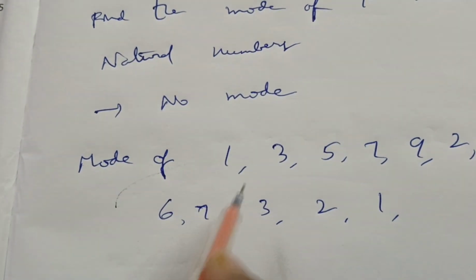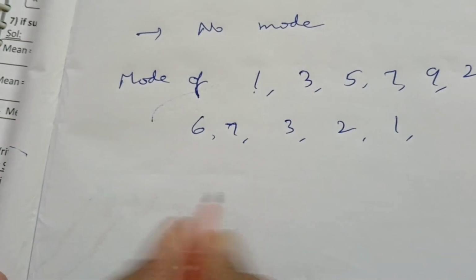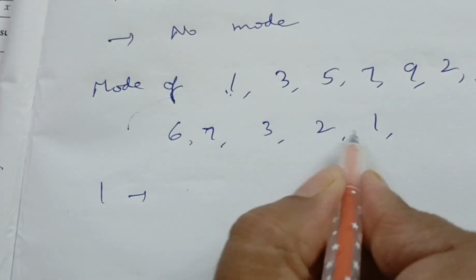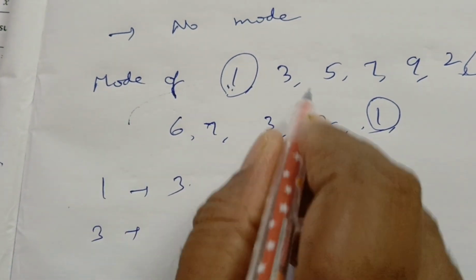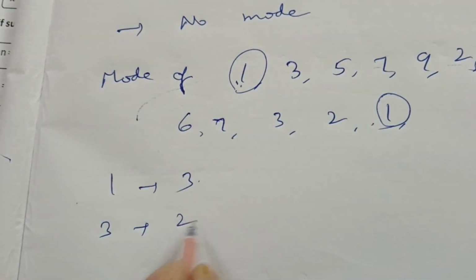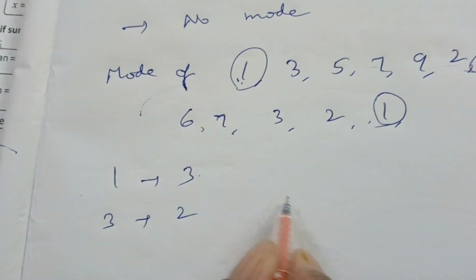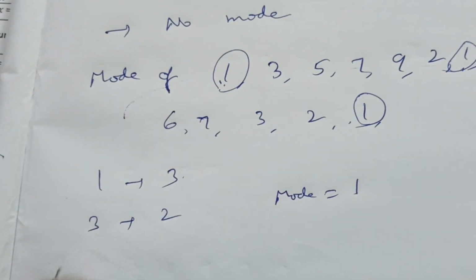So in these all, 1 is appearing how many times? 3 times. You can write like this in order. Otherwise, 1 is how many times? 1, 2, 3 times. And 3 is how many times? 1, only 2 times. Like that each number can be written, and the most frequently occurring element is nothing but 1. So mode is 1.